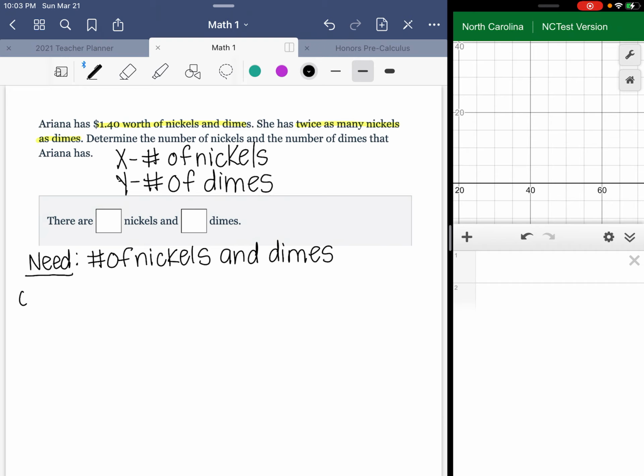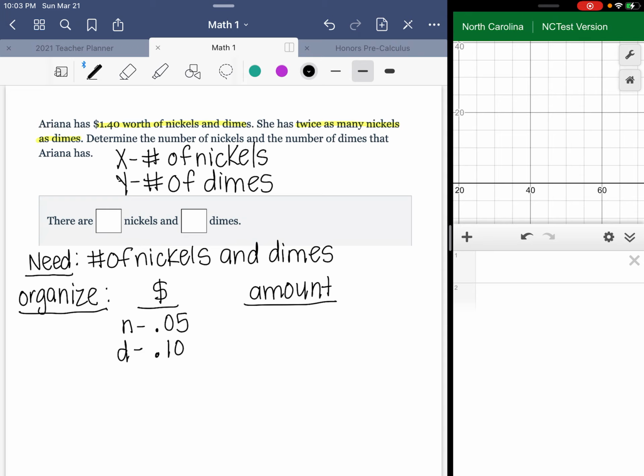All right, so the next thing we're going to do is organize. So we know we have two situations here. We have the price, so we have the money equation, and we have the amount equation, like how many dimes or how many nickels. So here's the thing, you've got to use your knowledge of nickels and dimes. So we know a nickel is worth 5 cents, so we have to represent that in dollar format, so 0.05. We know a dime is worth 10 cents, so we have to represent that as 0.10. And we know she has a total of $1.40.